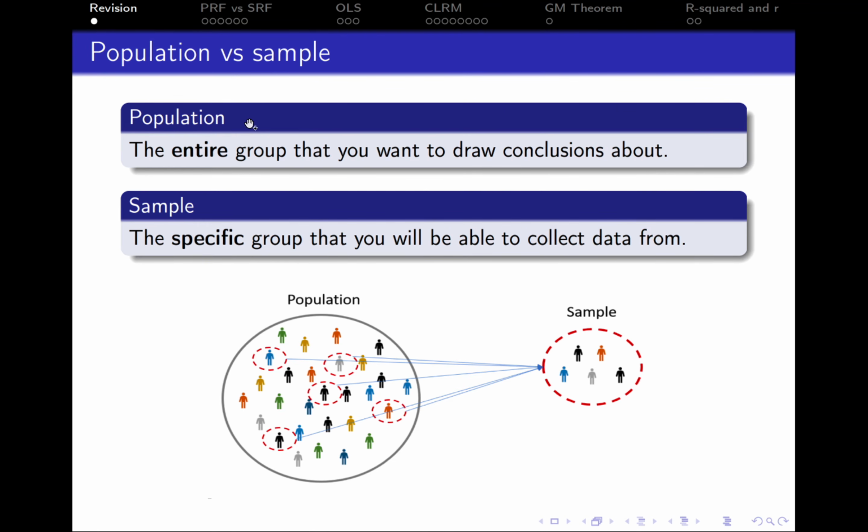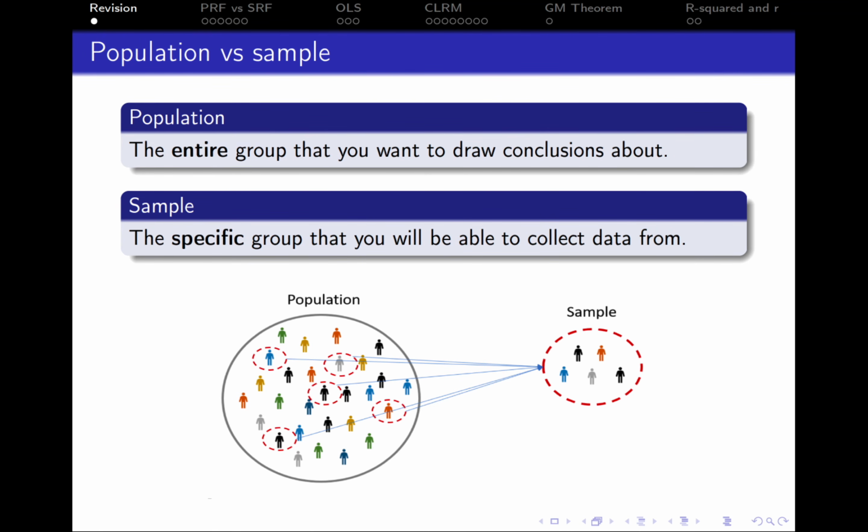So on this slide, you can see two things, population and sample. We discussed the difference between these two during the course of statistics, but I would like to revise it quickly so that there are no issues later when it comes to these two terms.